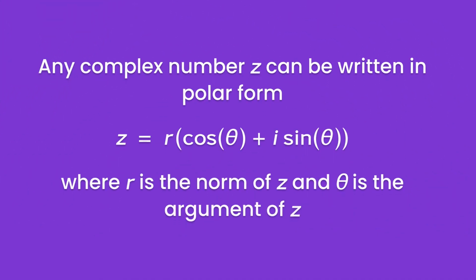Any complex number z can be written in polar form. z equals r times the cosine of theta plus i times the sine of theta, where r is the norm of z and theta is the argument of z.